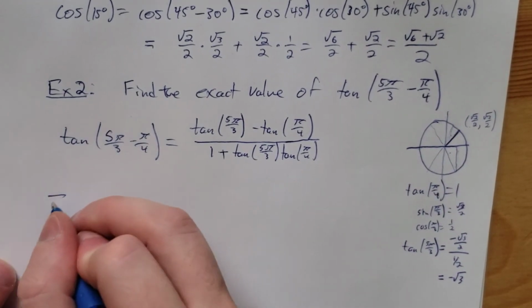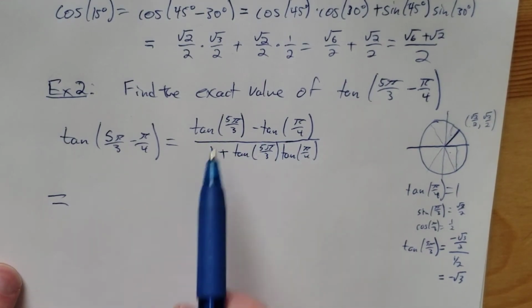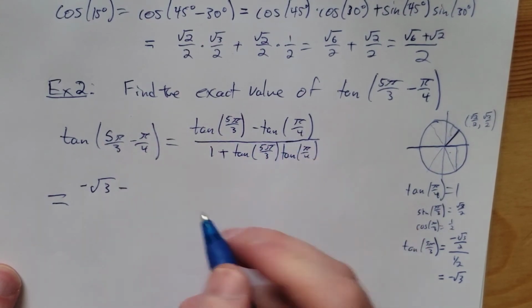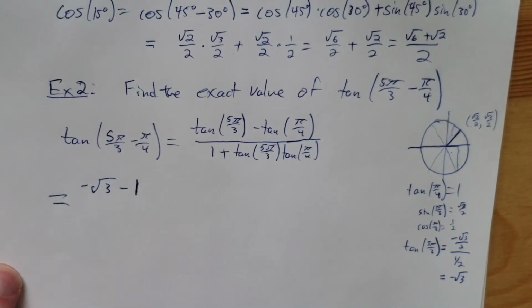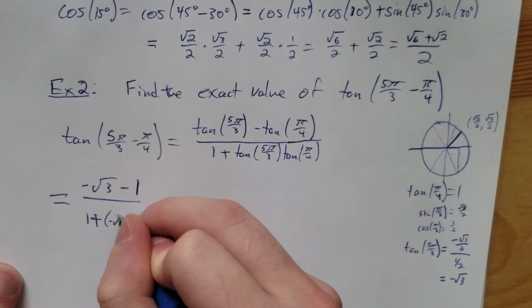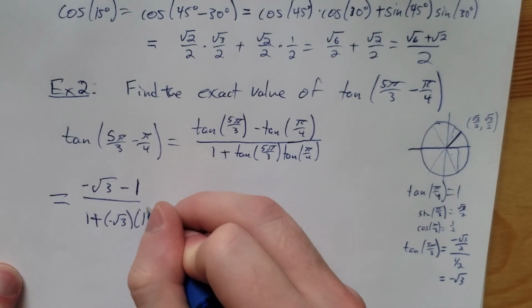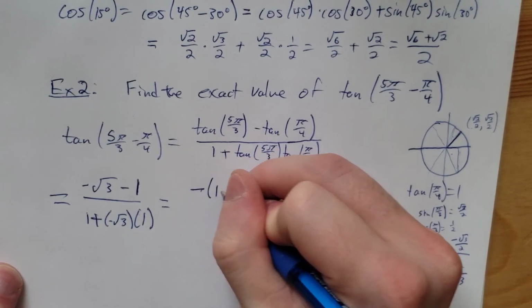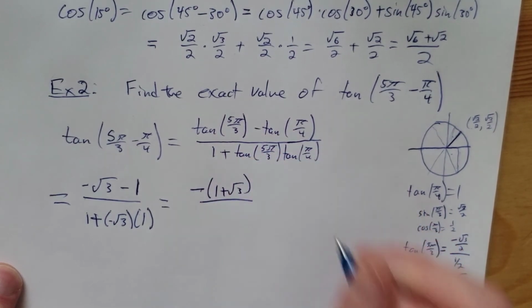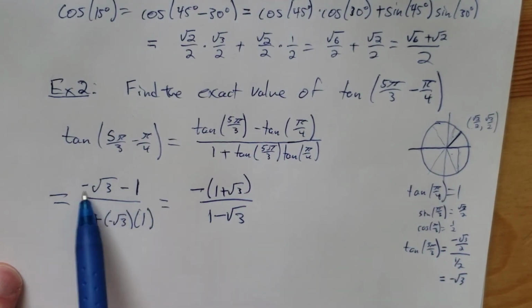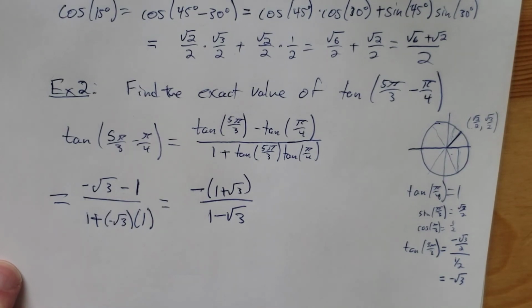If we continue along with what we had written up here, tangent of 5 pi over 3 is negative root 3, minus tangent of pi over 4, which was 1, all divided by 1 plus negative root 3 times 1. So this is negative of 1 plus root 3 all over 1 minus root 3. This negative I got out in front because I just factored out a negative from the numerator. And that will be our solution.